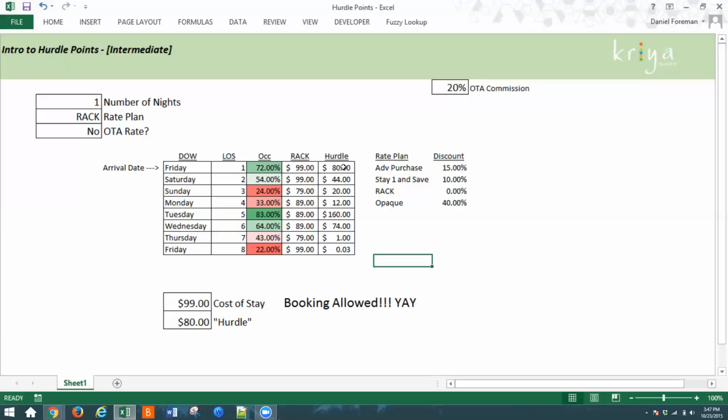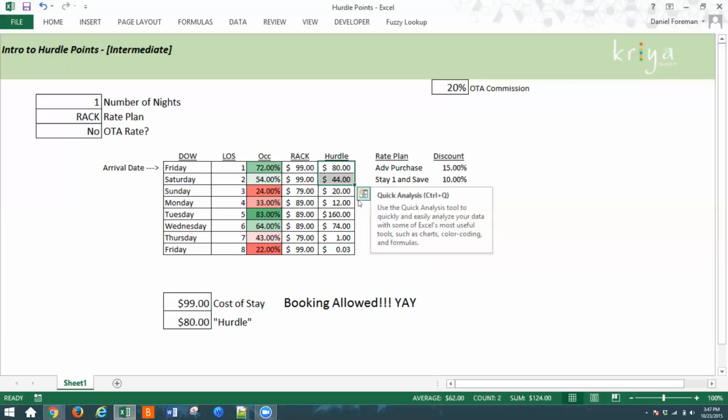For example, let's take a 2-night stay here and combine the $80 hurdle point with the $44 hurdle point. So obviously that comes out to $124. So really what that says is we will allow any 2-night reservation to stay at the hotel that nets us at least $124.